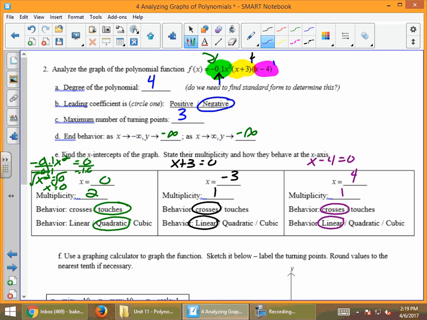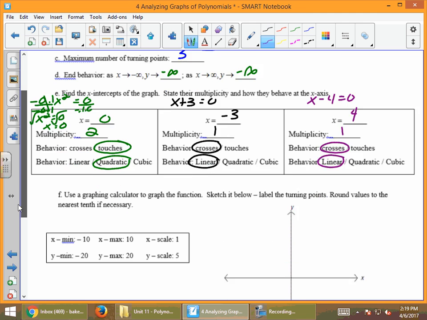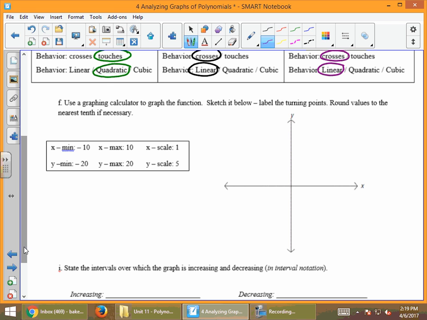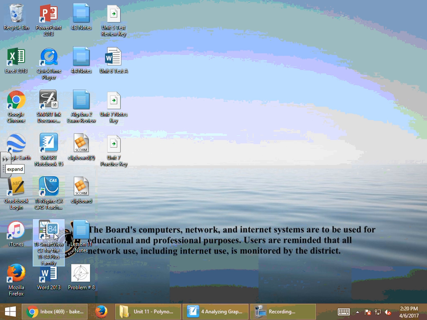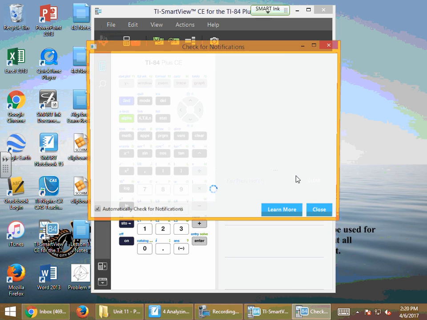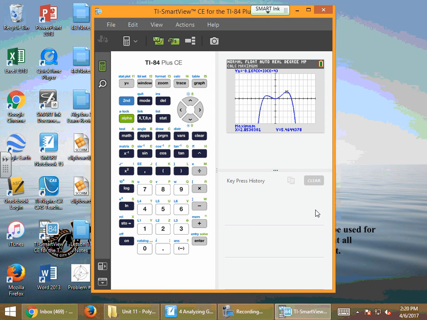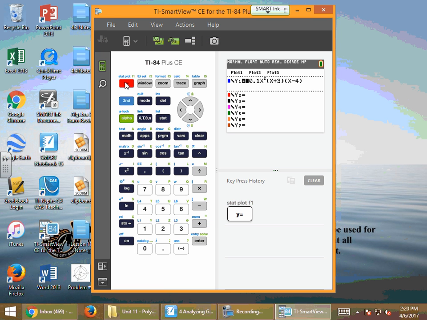Questions over there? Okay. Using your graphing calculator, we're going to graph this function. Sketch it below, and label the turning points, or around the turning points. So make sure you're practicing this in your calculator, so when it comes time for your test, you know how to do it. So again, to graph it, go to y equals and plug it in. I already did mine. Go to y equals, plug it in your calculator. Let me know if you need help with your calculator.